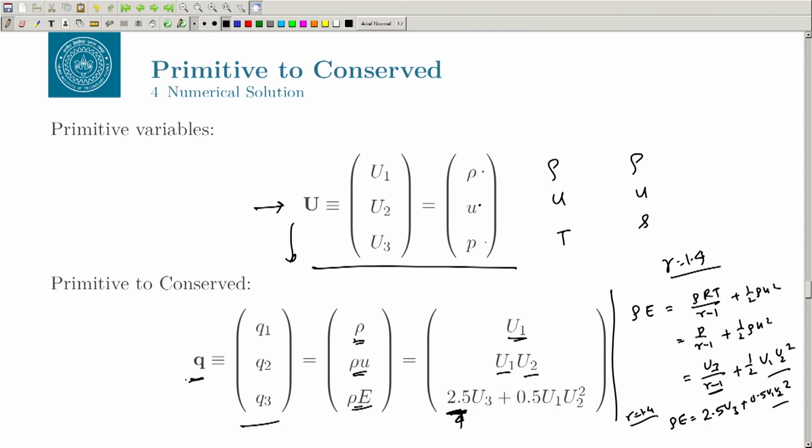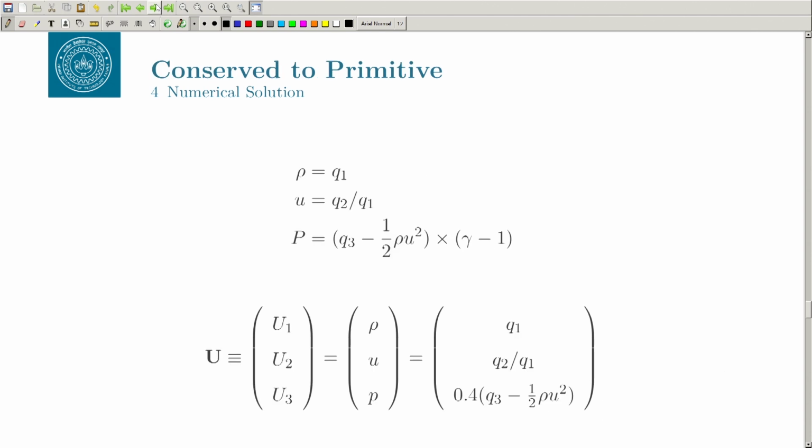So, in that case you can basically simulate it. You can have a general form that will be 1 by gamma minus 1 here. Similarly, from conserved you can calculate primitive, it is the same thing, just go back. Now you have rho, u, p, and you want to get it from the conserved, because you will be simulating always in terms of conserved variable.